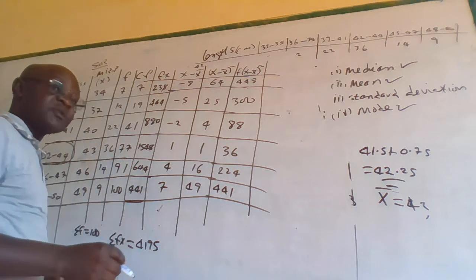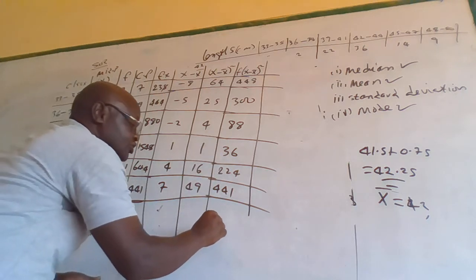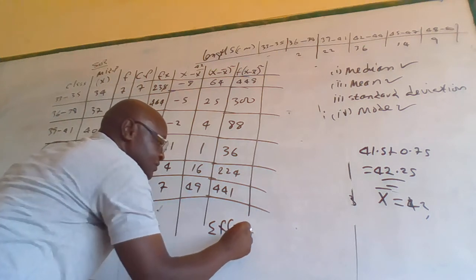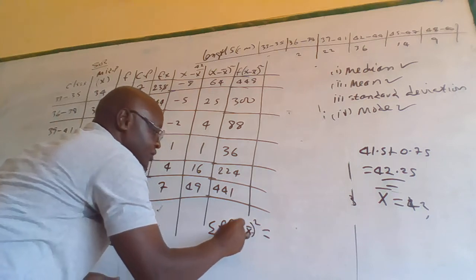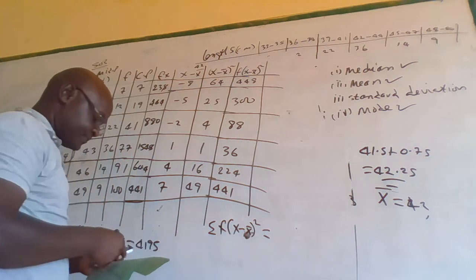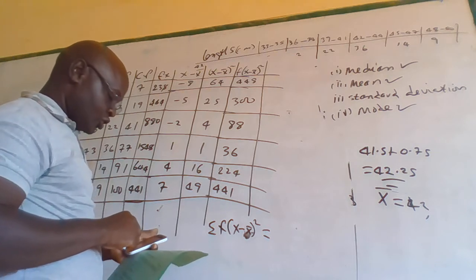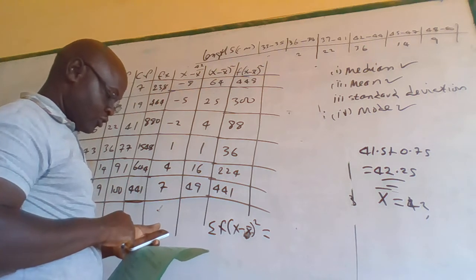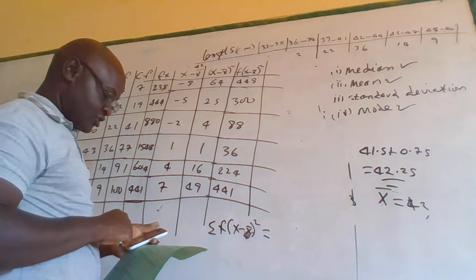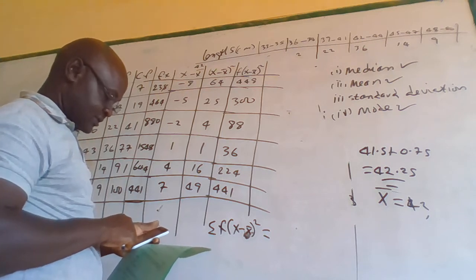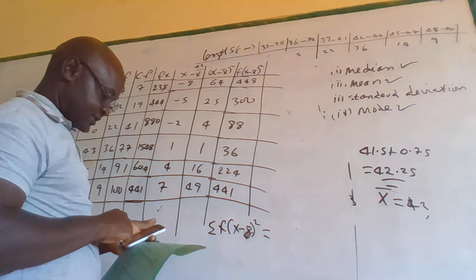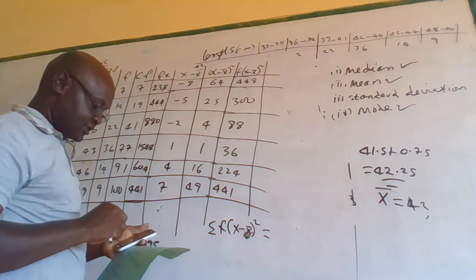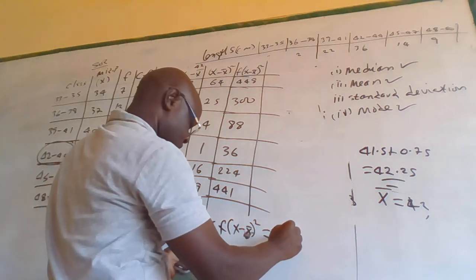So once we have this column, then we get summation of what? Summation of f of x minus x bar squared. We now add this column. So we have 441 plus 224 plus 36 plus 88 plus 300 plus 448. This is equal to 1537.